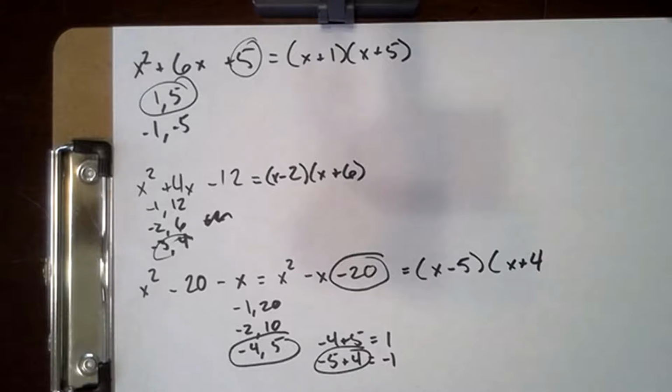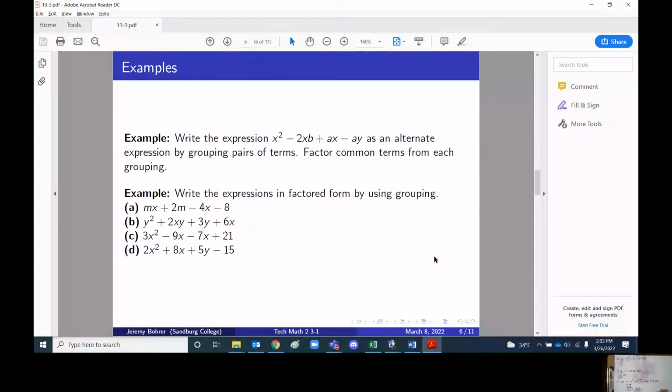Moving on to the next set of problems. Here we've got a few different problems. In this first problem, we are asked to write the expression x squared plus 2xb plus ax minus ay as an alternative expression by grouping pairs of terms, and then we're going to write the expressions in factored form by using grouping. So we'll start with this first one.